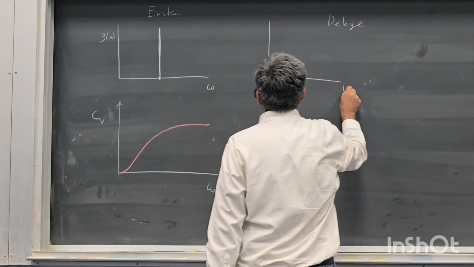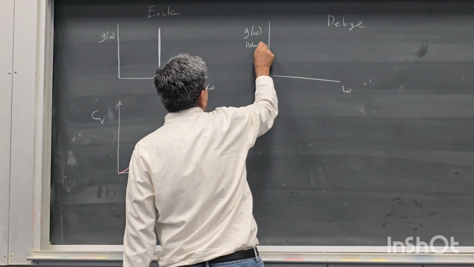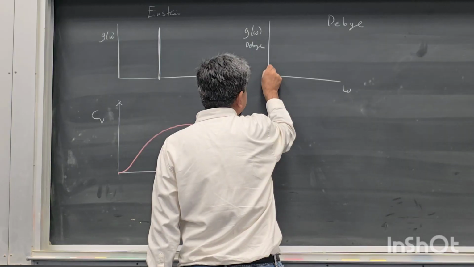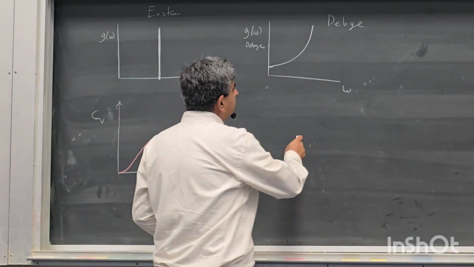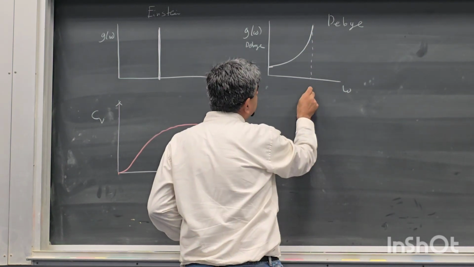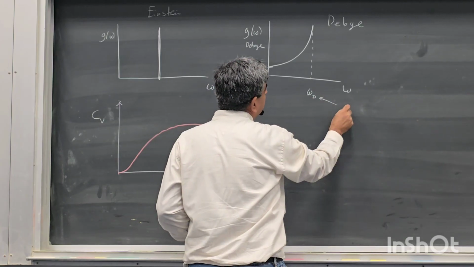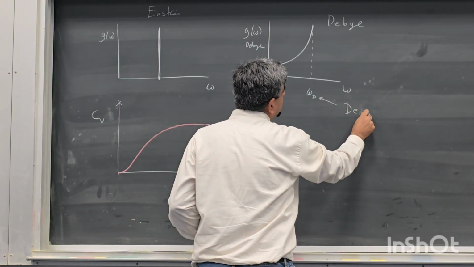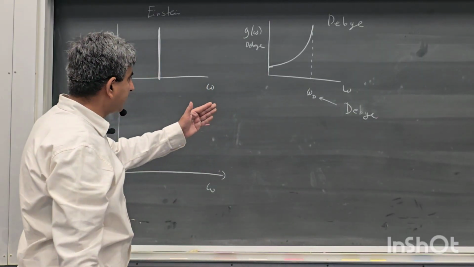For the Debye model, what you've done is derive the Debye density of states, which starts off at a non-zero value, goes parabolic, and is cut off at a particular omega D. So this is a cutoff frequency called the Debye frequency. No modes exist beyond this omega D. That's the Debye model itself.